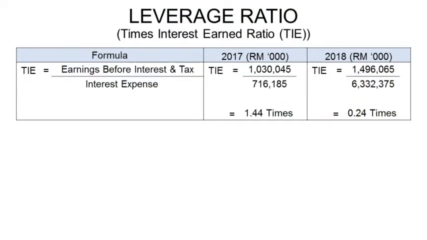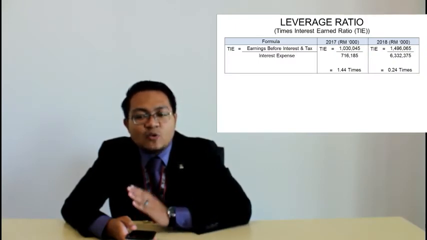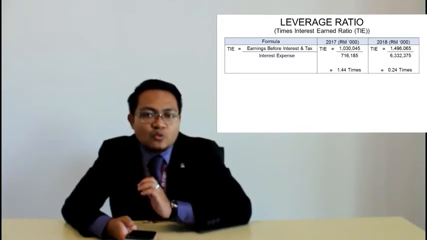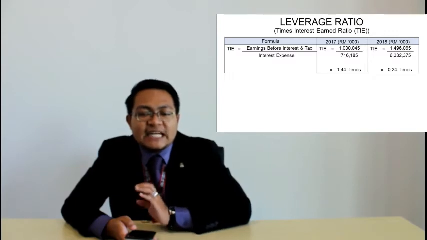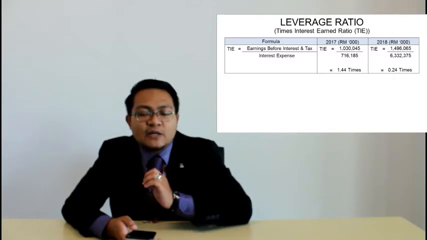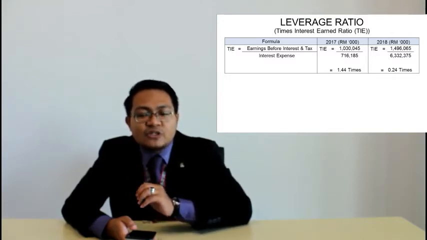Next, time interest earned ratio. We could see based on the calculation, in the year 2017, the company has earned before interest and tax up to 1.44 times, while in 2018, it decreased to 0.24 times. It shows that the company has low ability or potential to meet the interest for additional borrowings. This is because the company is not generating sufficient revenues to satisfy interest expenses.